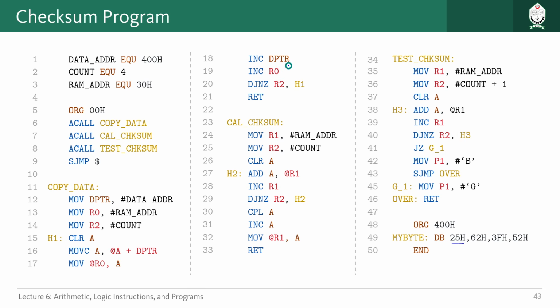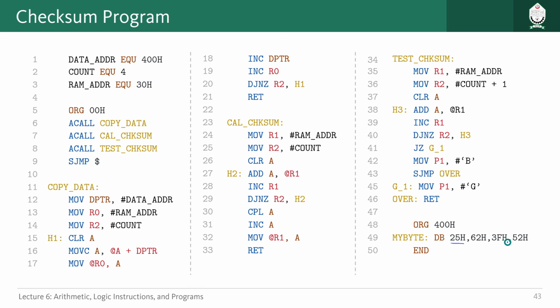Then we are going to increment the DPTR, that will become 401, and R0 will be incremented, so that will become 31. And then we are going to again go to the loop, so this will happen 4 times, and at the end of execution, whenever we reach return, the 4 RAM locations 30, 31, 32 and 33 will have these 4 values.